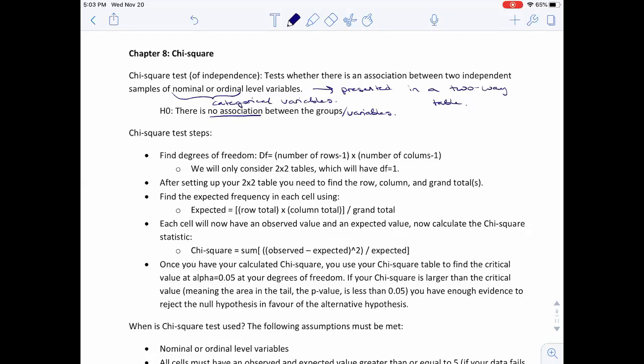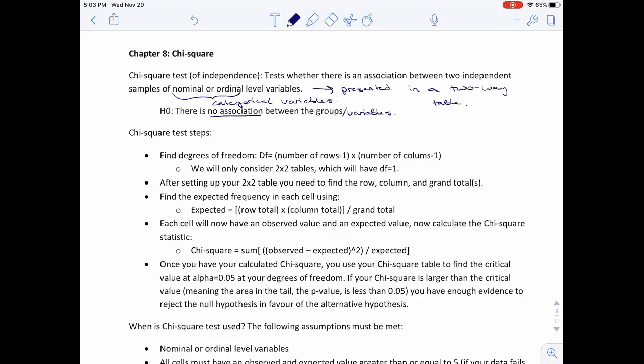You're going to have to find your degrees of freedom, right? Your degrees of freedom is on your formula sheet. It's the number of rows minus 1 times the number of columns minus 1. And because we're only going to consider 2x2 tables, 2 minus 1 times 2 minus 1 is 1 times 1, which is 1. So we will have 1 degree of freedom, but it's very possible to have more than 1 degree of freedom depending on how many categories you have in each variable.